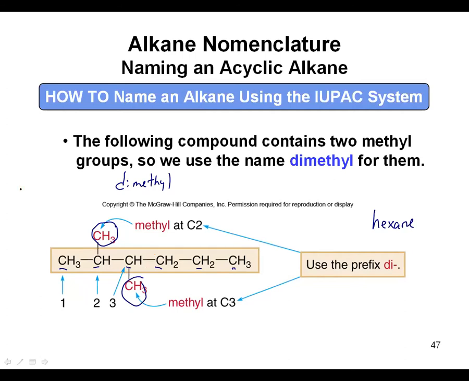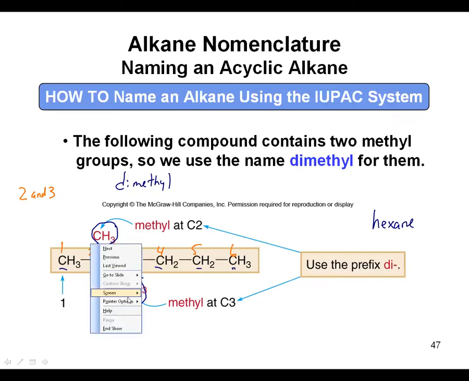That means that group number 2 and 3, we have a group. If we went right to left in terms of the numbering, this would be carbon 1, this would be carbon 2, this would be carbon 3, this would be carbon 4, this would be carbon 5, and carbon 6. And if we went right to left, we would have groups at 4 and 5.